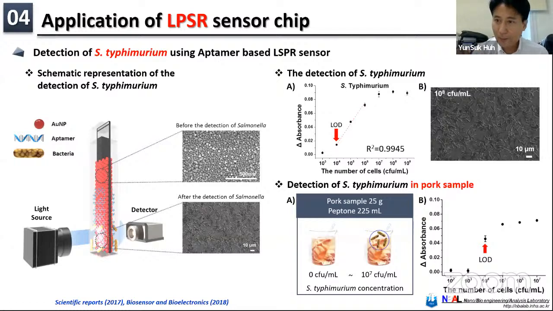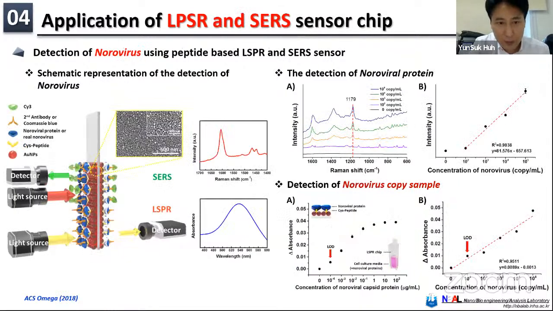So we prepared a spiked sample: we prepared pork and contaminated it with some Staphylococcus, and we tried to detect the bacterial cells from the pork sample through our developed devices, so we can obtain successful data from our devices. And we also tried to detect the norovirus sample.